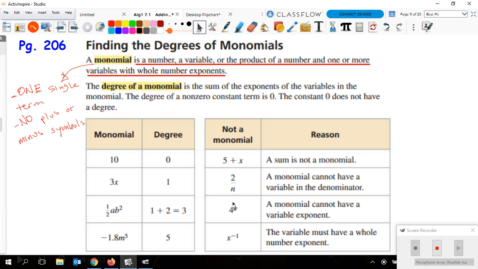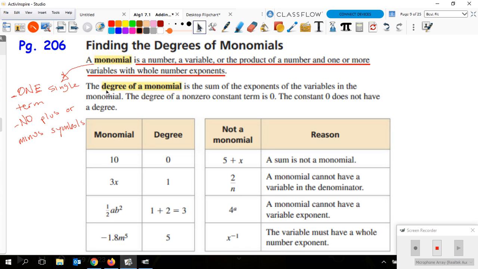Here are examples of things that are not monomials. It cannot have any plus or minus symbols, like 5 plus x. That's not a monomial. That would still be a polynomial, called a binomial. 2 over n is not a polynomial at all because n is at the bottom. N could be at the top of a fraction but never at the bottom, so the variable cannot be in the denominator. You cannot have the variable as an exponent either. 4 to the a power doesn't work for a polynomial. And you cannot have any negative exponents either. X to the negative 1 wouldn't work either. So these are all examples of what's not a polynomial.